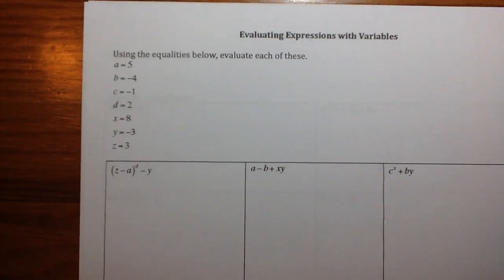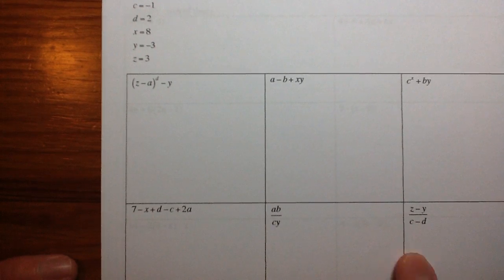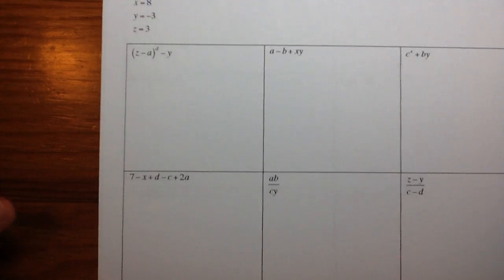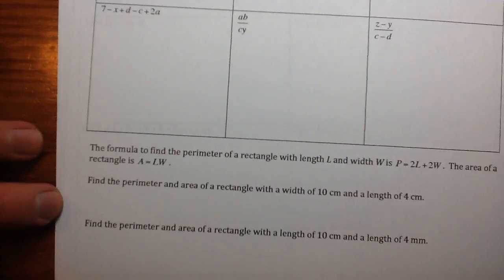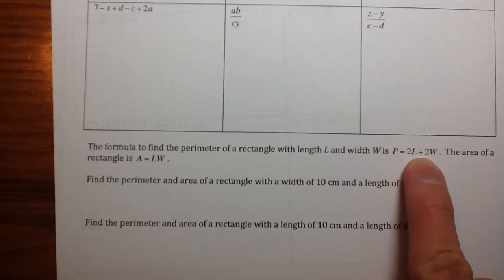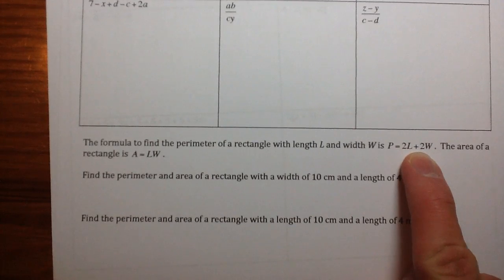Before I go any further, let me show you how this is useful. Because when you see stuff like this, you're like, wow, nobody ever does that for a living. And you'd be almost right to say that, but not completely. Because, look at this. The formula to find the perimeter of a rectangle with length L and width W is this. This is a very practical formula. If you need to know the perimeter of a rectangle, you can do this.